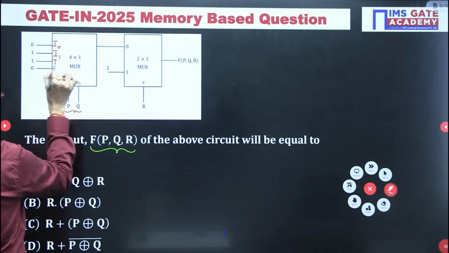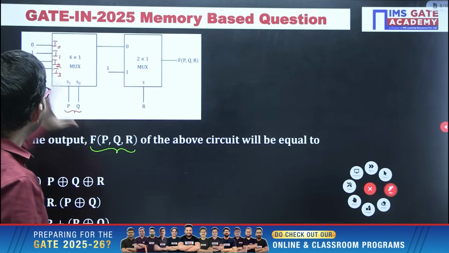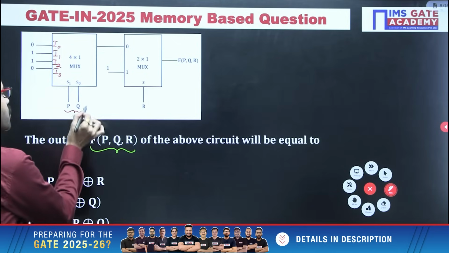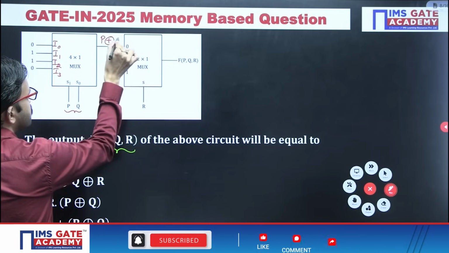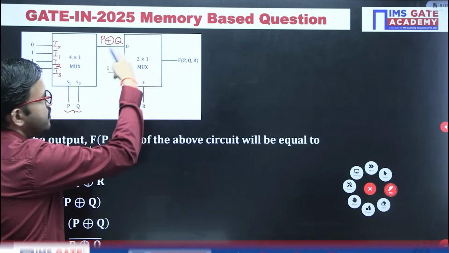So here the inputs are I0, I1, I2, I3. 0, 1, 1, 0 is the output for a two-input XOR gate. So now among these selection lines you have to perform XOR. That means you get P XOR Q, right? Now here you have a 2 by 1 mux.